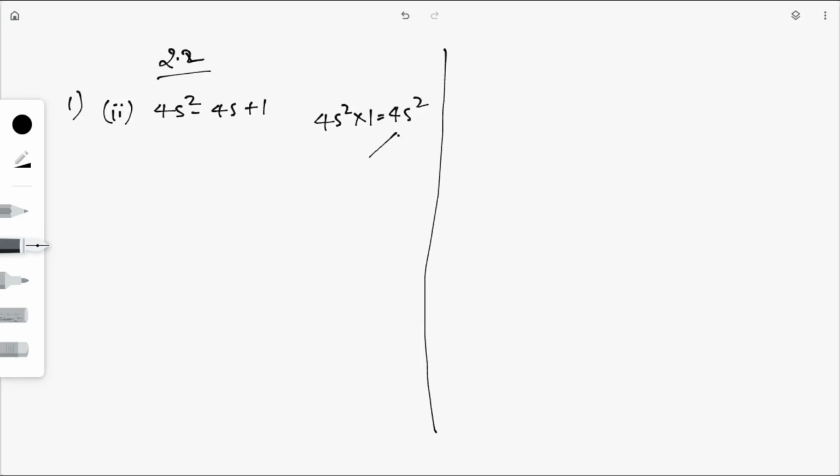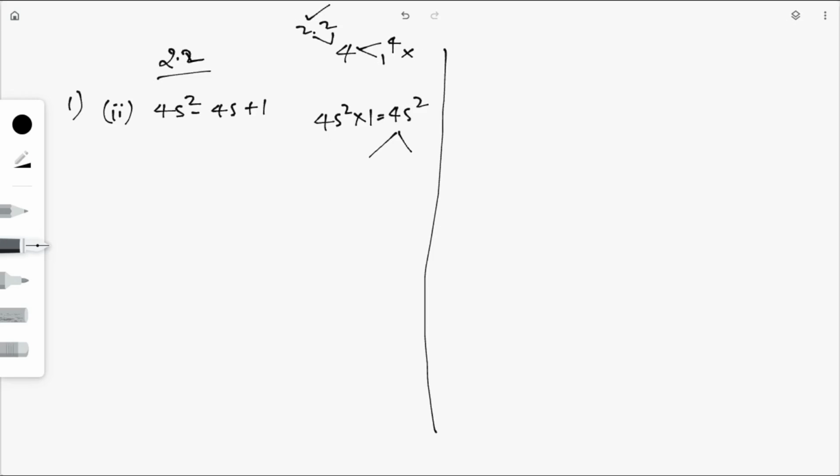Now I need to split this 4s square into two terms such that the product of these two is 4s square, and by adding or subtracting those two we should get this minus 4s. So what are the factors of 4? One is 1 into 4, and one more is 2 into 2, right? I can't get this 4 from this pair. If I add 4 and 1 we'll get 5, if I subtract I will get 3. So this one is not possible.